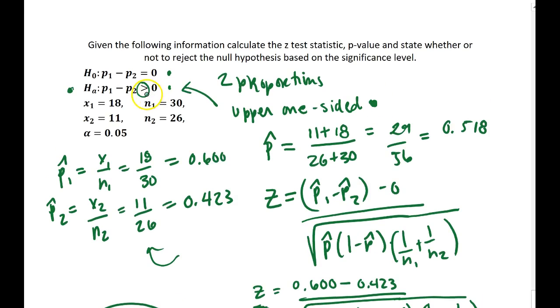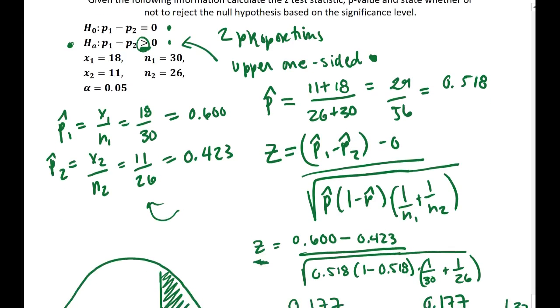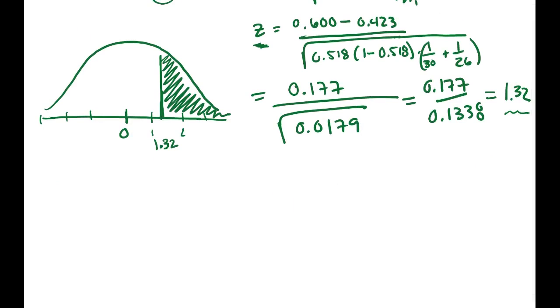Why? Because this is asking a greater than. So this is going to match our alternative. Our p-value will always match the alternative hypothesis. So it's a one-sided upper p-value. So now we just need to look for this value up in the table.